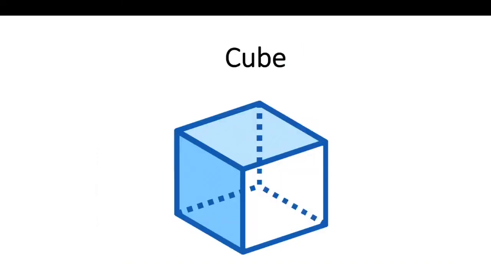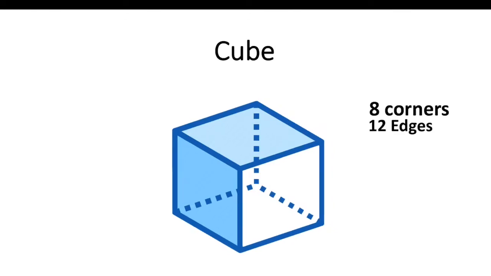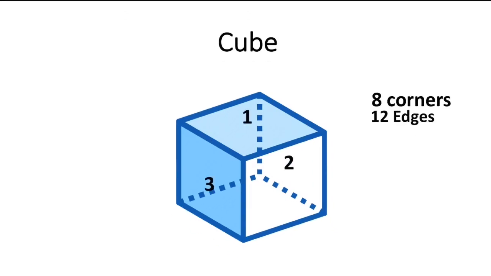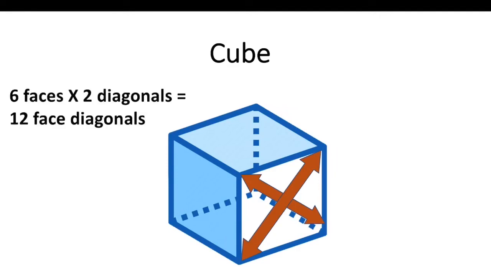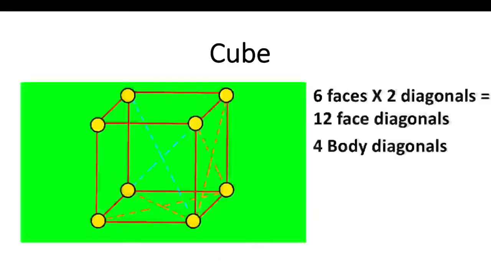So let us now understand the dimensions of the cube. The cube consists of 8 corners, 12 edges, 6 faces, each face 2 diagonals, that is 6 into 2, that is 12 face diagonals, 4 body diagonals.